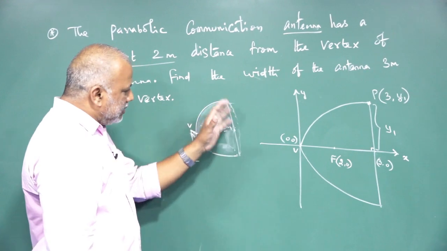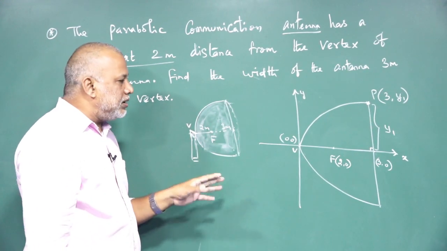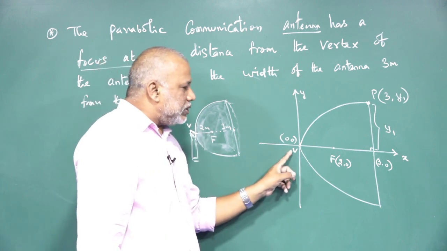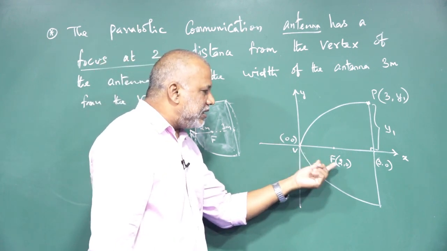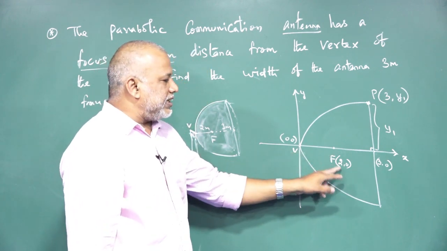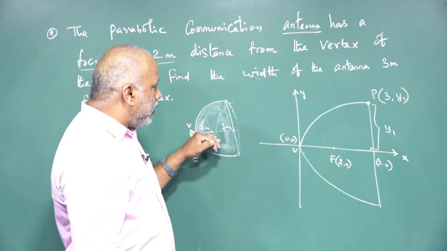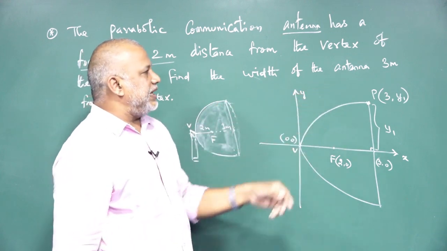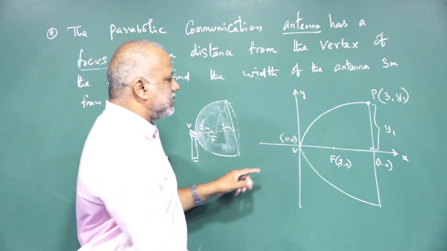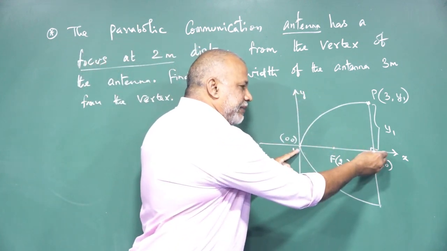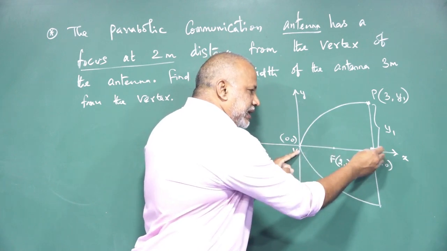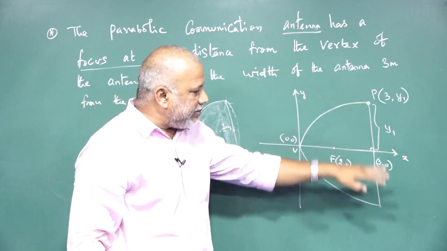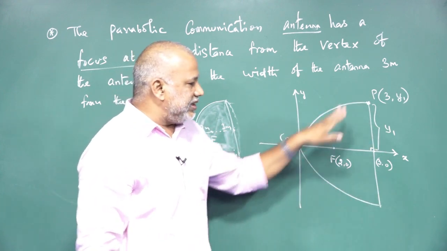Once again, listen, this looks like a dish antenna. This dish antenna has the focus 2 meters from the vertex, so I can select the focus as (2, 0). Now I have to find the width. This is the width, the entire span. Width of the antenna 3 meters from the vertex means this depth is 3 meters. At this depth I am going to find the width, so I have to find y1. If you multiply it by 2, we get the width of this antenna.